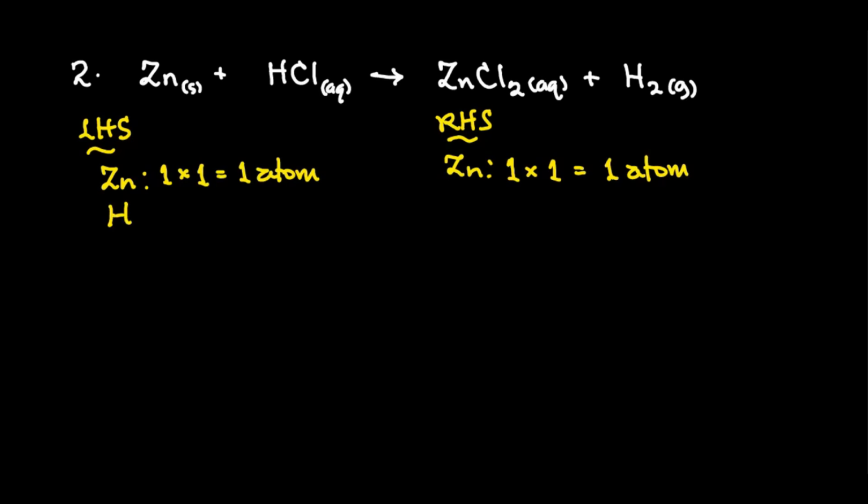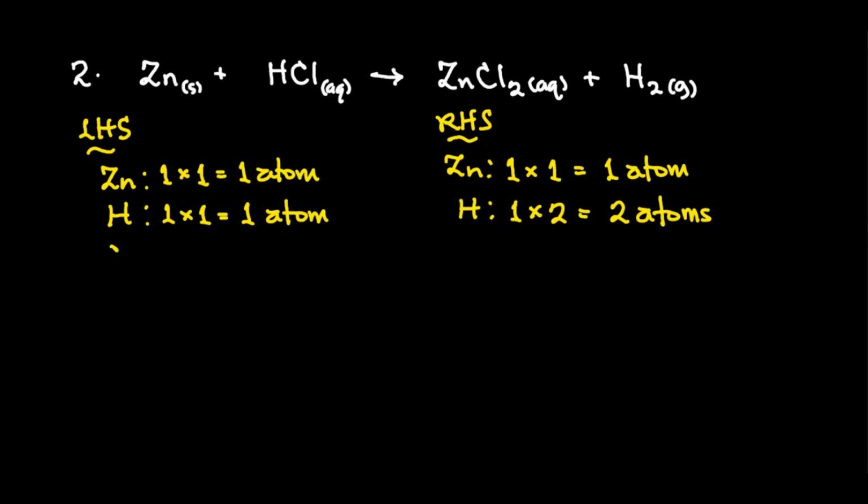Hydrogen. Hydrogen on the left-hand side is 1 times 1. That gives us 1. While on the right-hand side, it is 1 times 2. That gives us 2 atoms. So hydrogen is not balanced.